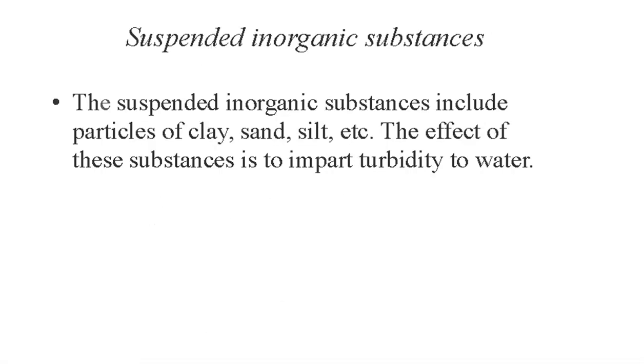And number three are suspended inorganic substances. The suspended inorganic substances include particles of clay, sand, silt. The effect of these substances is to impart turbidity to water. Means if clay or sand or silt particles are available in water, the water would be called turbid because of these substances. As I showed you in the last slide, there was a photo. When you have a cloudy sort of appearance inside the water, you can say that water is turbid, and the property is called turbidity of water.